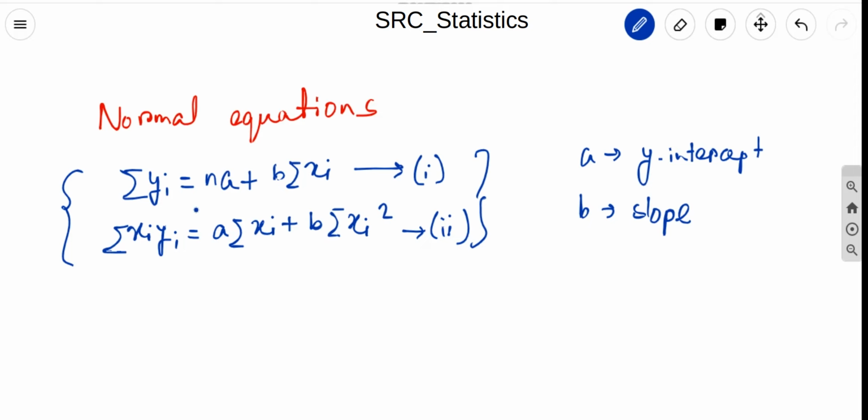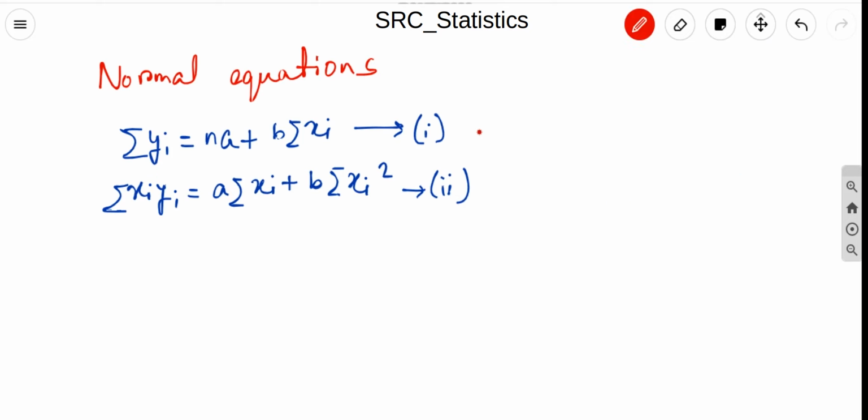From the given data points, we can find out summation yi, summation xi, summation xi yi, summation xi square, and then put the values in these two equations, and then we can solve for a and b. This is the normal equation. Now we shall go a little bit further to find another formula for estimating a and b, which I have used in the line of regression in my earlier video.